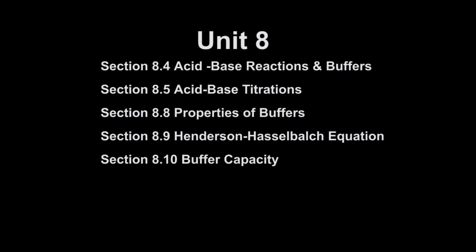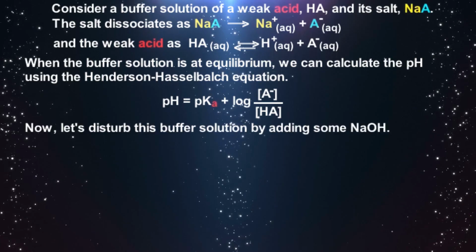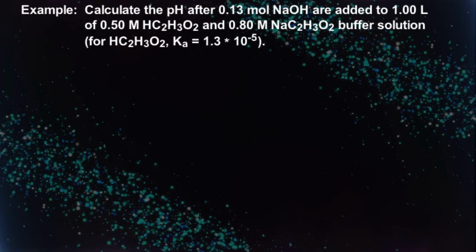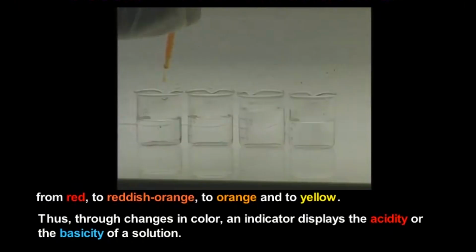In Unit 8, Section 8.10, buffer capacity is required in the AP curriculum. This is covered in Section 16.8, with a worked example offered in Section 16.9. Some topics in this chapter may be overwhelming in the first go-around. We suggest you go over them more than once, if needed.